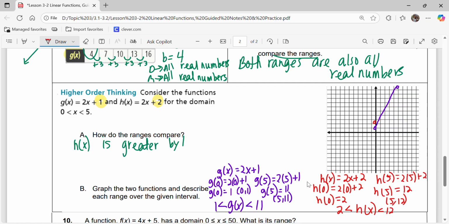So open circle at 2 comma 12, and then right on top of it there. That's what the graphs would look like.